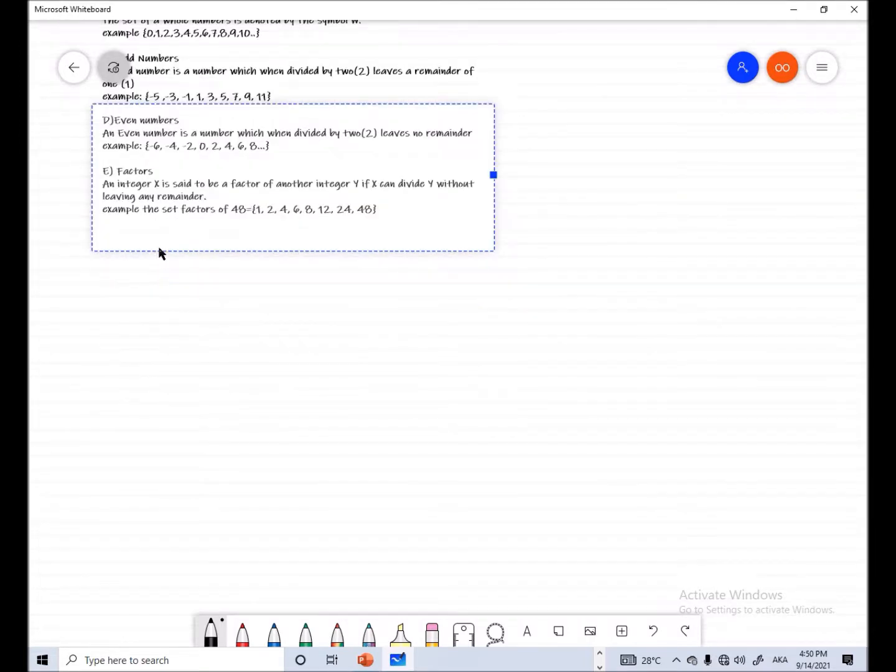Or let's look at prime factors. Okay, set of prime factors.